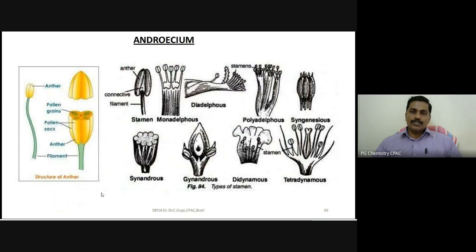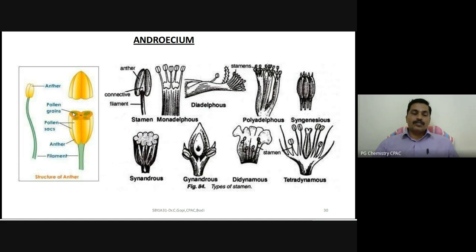Coming to the androecium, that is the male reproductive part of the flower, the complete part is called androecium. The androecium consists of anther and filament. The anther contains the fertile portion of the flower, the male part, that is pollen grains. Pollen grains are nothing but male gamete bearing cells. This male gamete has to fuse with the female gamete in the ovary, ovule, or egg cell. Then only does reproduction take place by the sexual method.